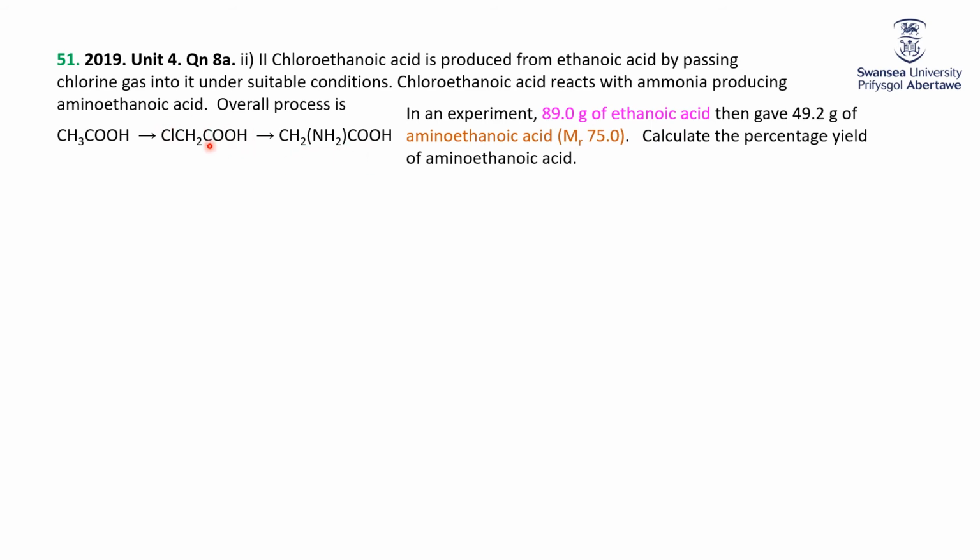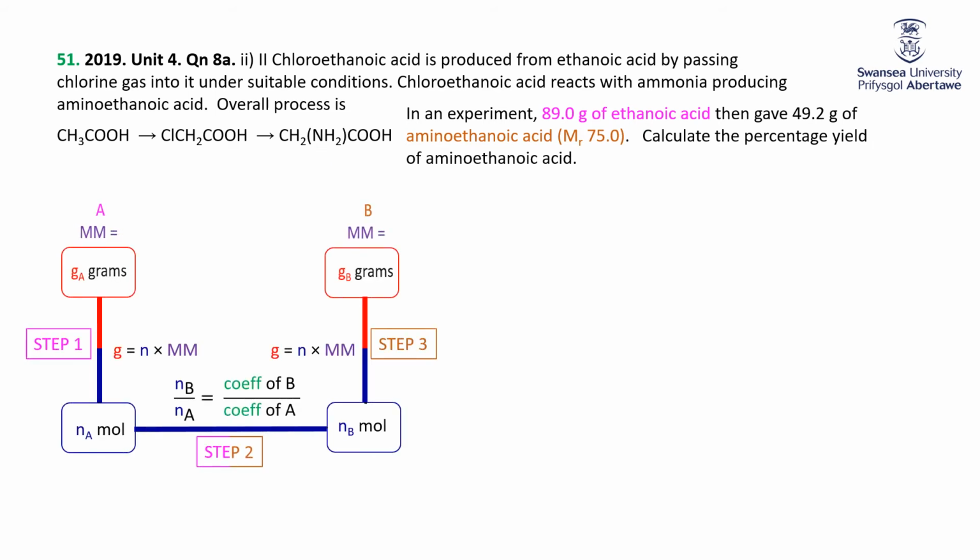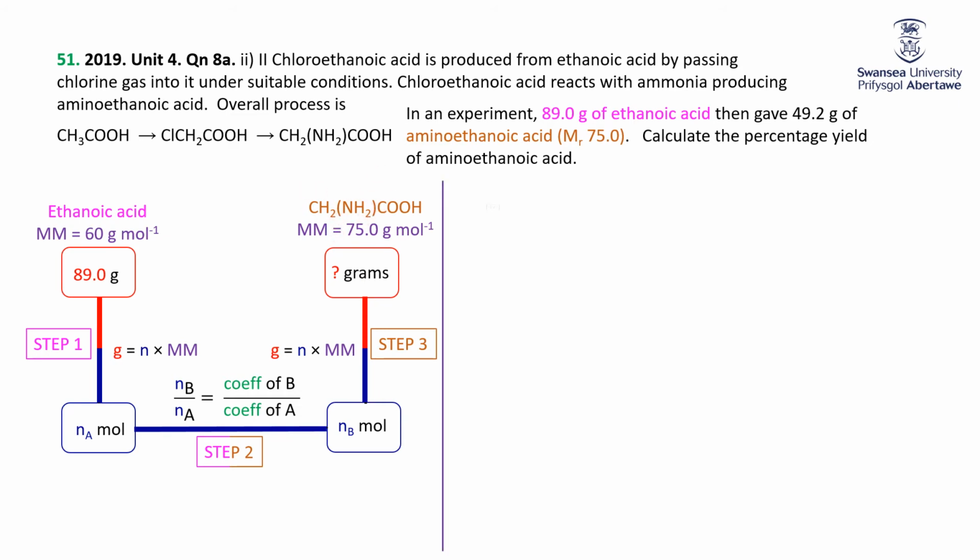So we don't care about this middle one. We're starting there and ending there. So roadmap. To emphasize, we start with ethanoic acid, the 89 grams of that. The theoretical yield we're interested in is that of the aminoethanoic acid right there. So our usual step 1 converts 89 grams to moles, and we get 1.48 moles.